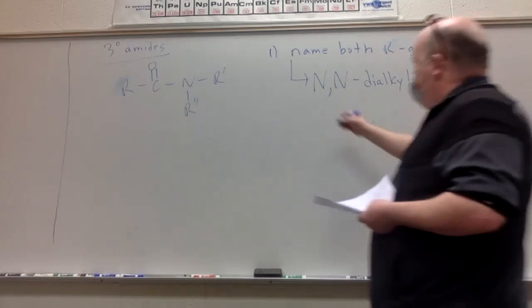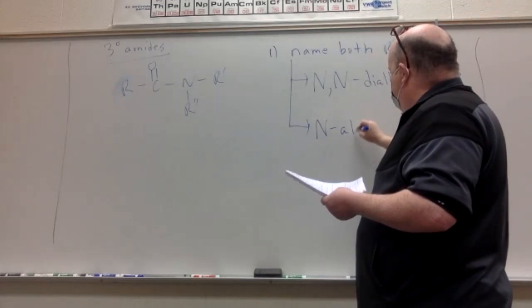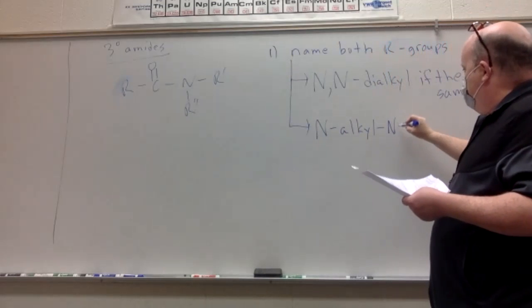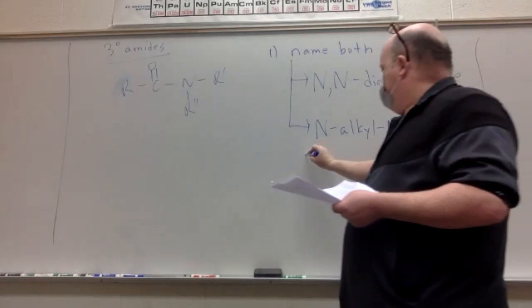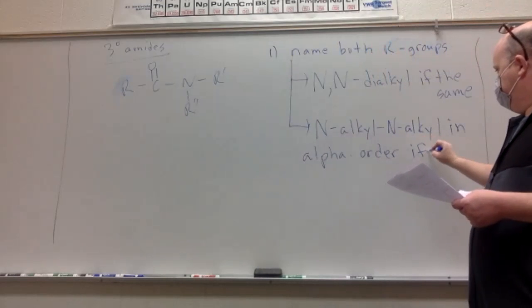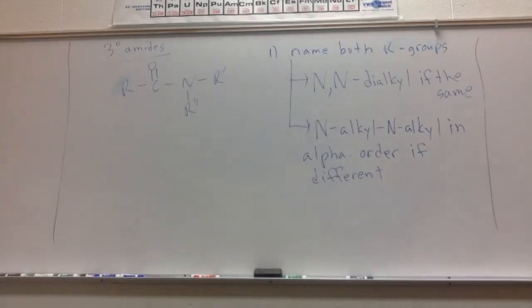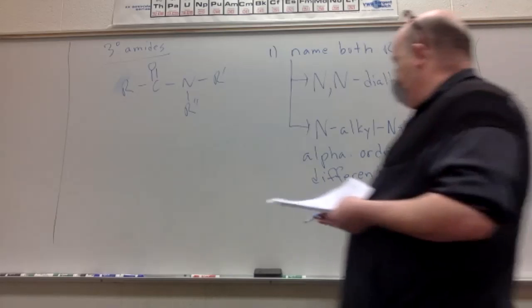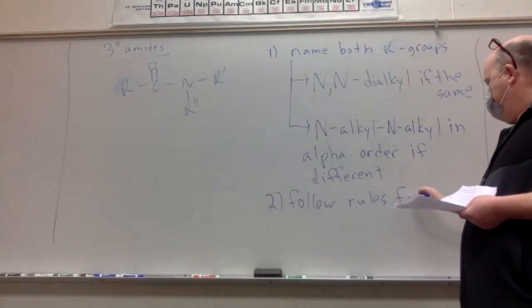All right. The other possibility is that the R groups would be different. You might have 1 methyl and 1 ethyl, for example. In that case, you write N-alkyl for 1, and another N-alkyl for the other one, in alphabetical order. So if you had a methyl and an ethyl, you would label it as N-ethyl, N-methyl, and so on. And then from there on out, again, you just follow the same rules for primary amides.